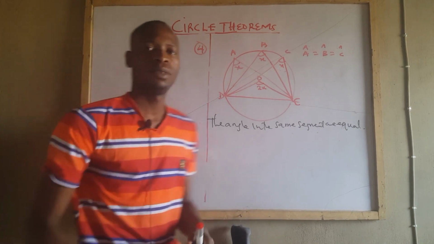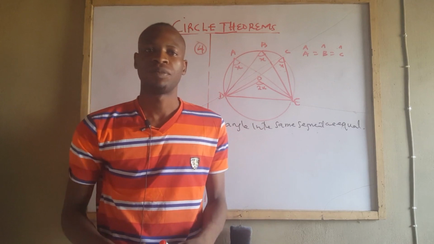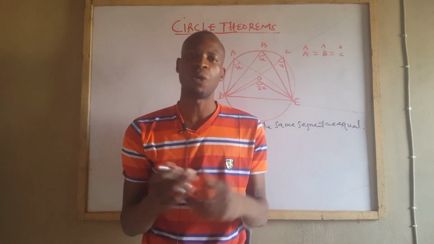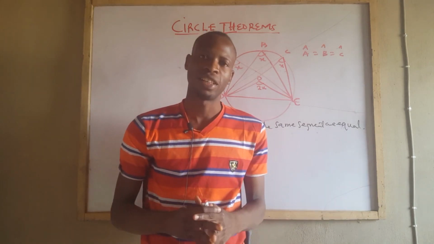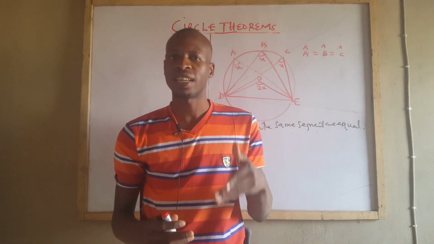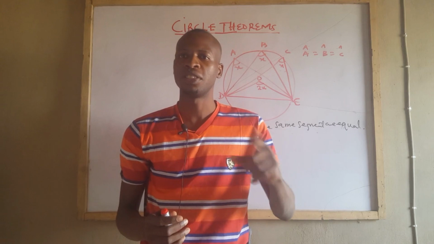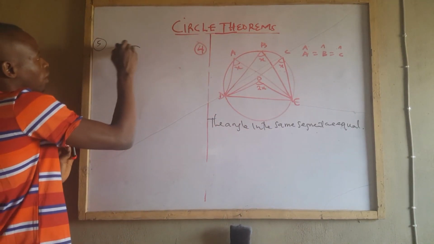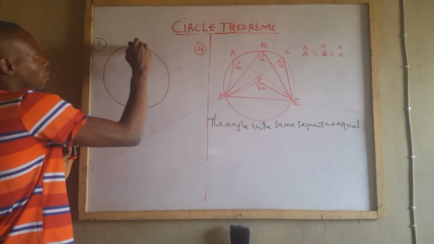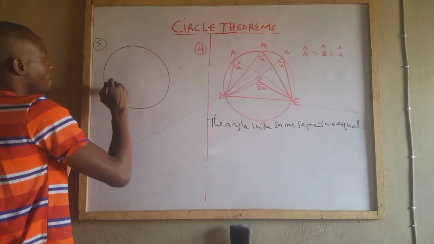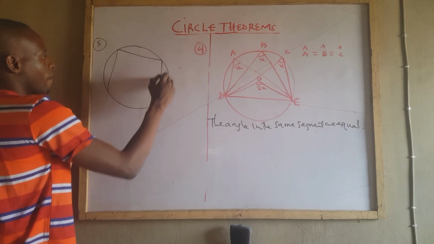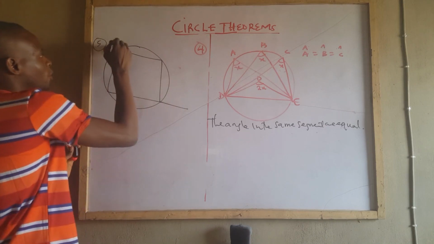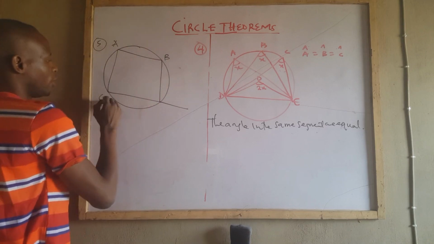Now, the fifth theorem deals with a quadrilateral again. This theorem simply states that the exterior angle of a cyclic quadrilateral is equal to the opposite interior angle. Let me take that again. The exterior angle of a cyclic quadrilateral is equal to the opposite interior angle. That is, of course, this is a quadrilateral. So if there is an extension, let me call this point A, point B, point C, and point D.